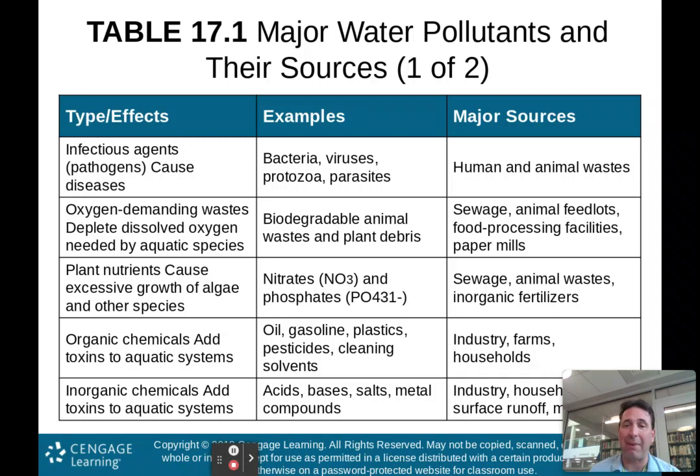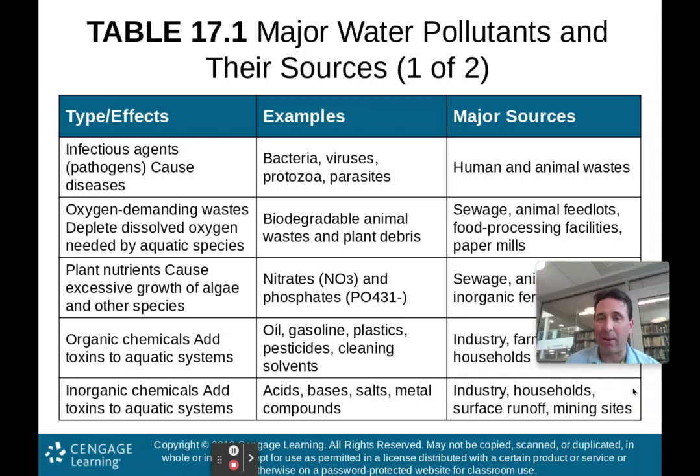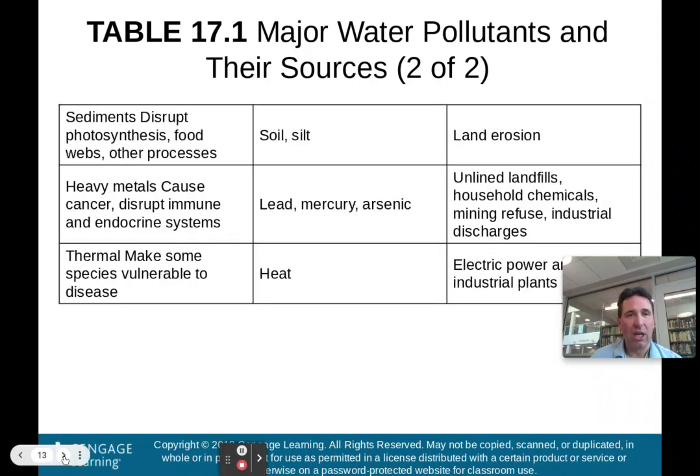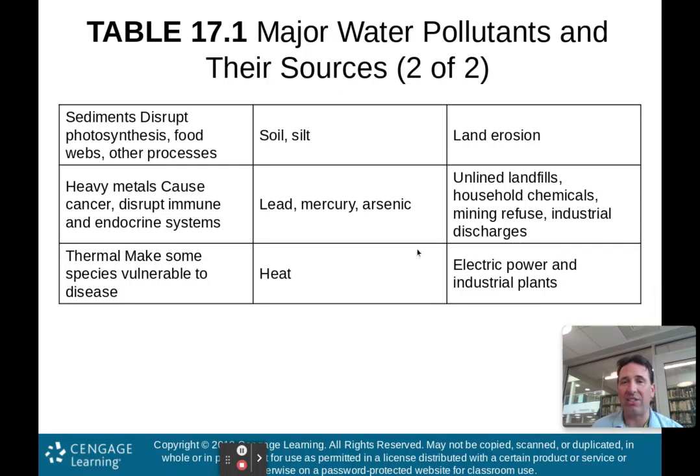Acids, bases, salts, metal compounds. Where do they come from? Industry, household, surface runoff, and mining sites. To continue on, sediment disrupts photosynthesis, food webs, and other processes. Where does it come from? Soil and silt. Land erosion is that source.